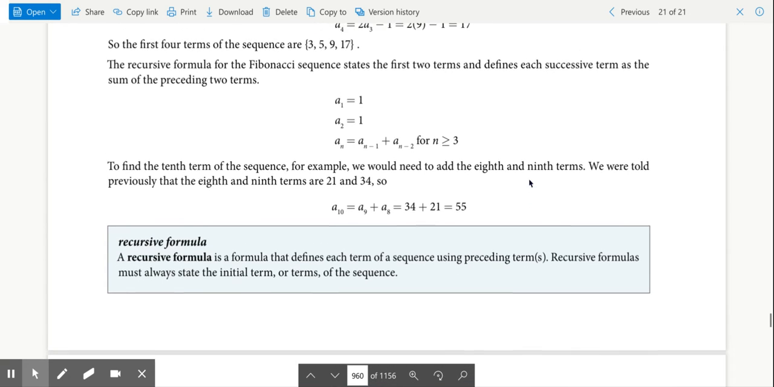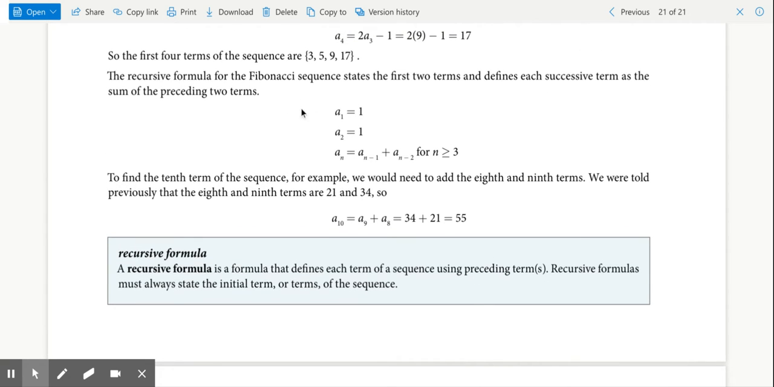Some formulas, like the one for the Fibonacci sequence, use two previous terms, because remember, we get the Fibonacci sequence by adding the two previous terms together. So I need to know both the first and the second terms before I can start. And this formula is saying if I want, say, the third term, I need to take the second term plus the first term. So the previous term and the one before that, and add them together.